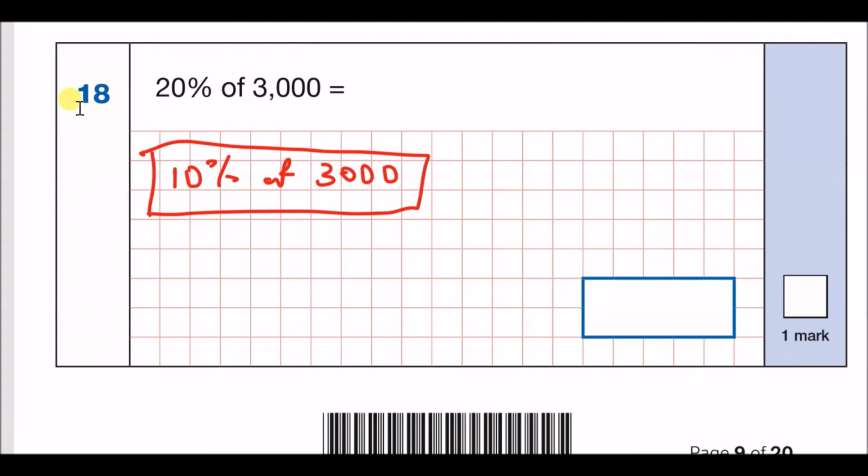Now to find 10% of 3,000, if you can divide this number by 10, you just cross out a 0, so you'll be left with 300. And now to find 20%, you'll realize that 20% is double 10%. So if you double 300, you're going to get 600. And that's it. That's the question solved.